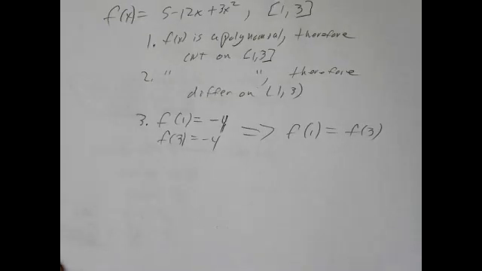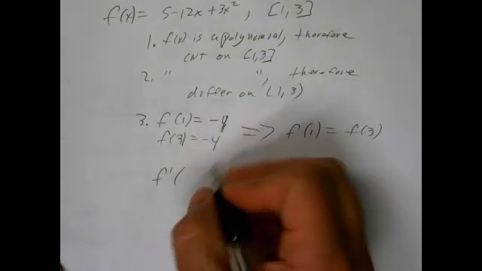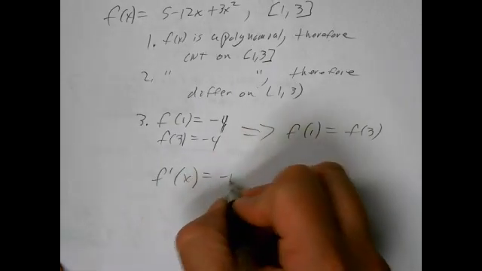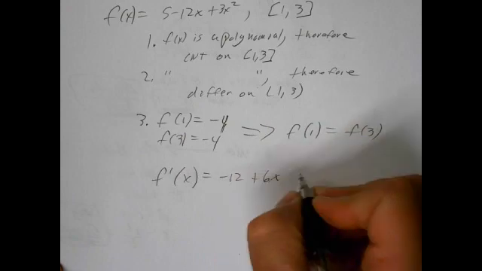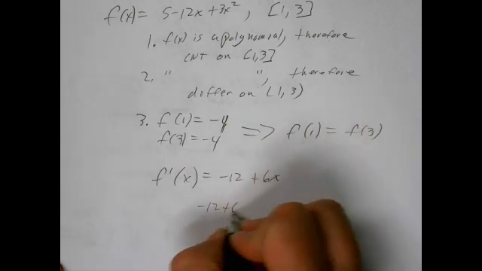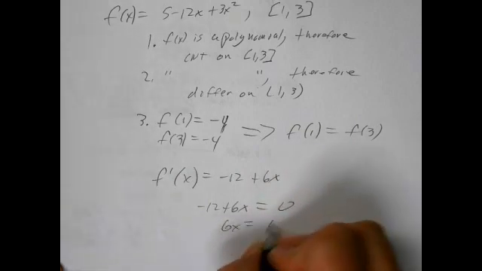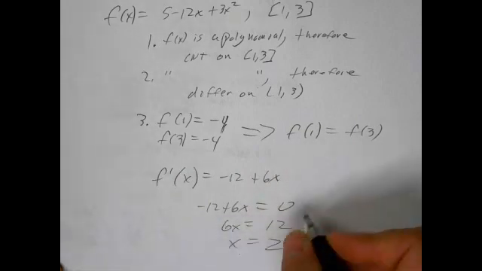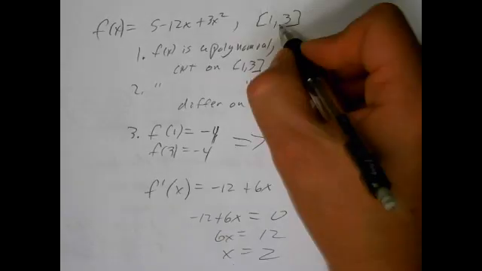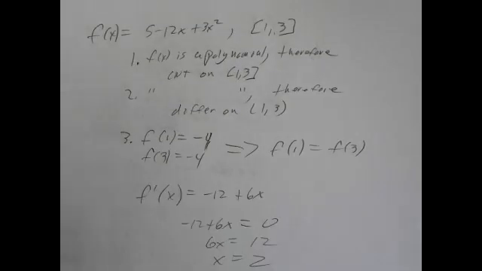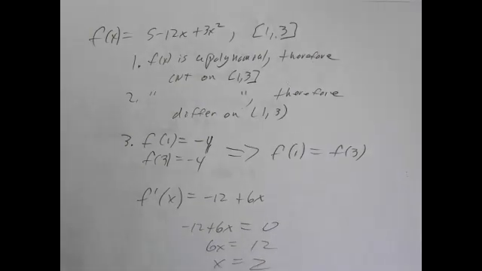All right, therefore, f prime of x is going to be equal to negative 12 plus 6x. You take negative 12 plus 6x, you set it equal to 0, and you get 6x equals 12, so x equals 2, and the 2 is definitely in that interval. So the C value that they're looking for is 2. All right, there's in a straightforward fashion how Rolle's works. Let's do the mean value theorem.